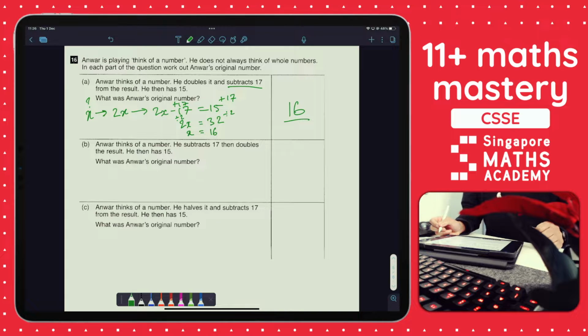Anwar then thinks of a number. He subtracts 17, then doubles the result. So he thinks of a number, x. He subtracts 17, x take away 17, and then doubles the result. Now, this is where children may find it a bit more challenging. How do I represent the doubling? We could do x take away 17, add x take away 17, and that is equal to 15. That's one way we can represent this.